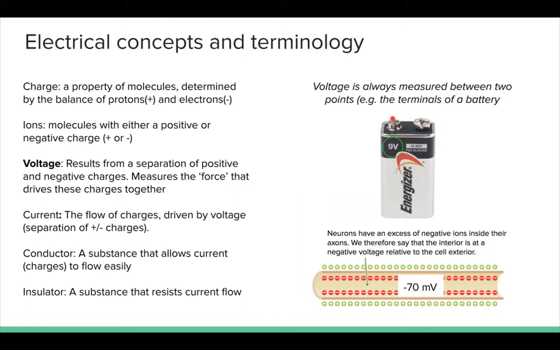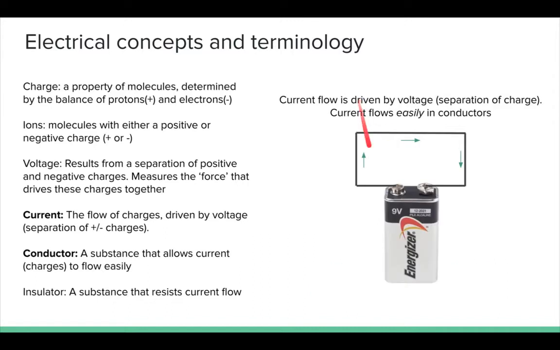Now, let's say we take a wire and we connect these two parts of our battery, these two parts for which we've already measured, and we already know that there's a separation of charges, and there are charges that are being attracted to one another and trying to get towards one another. We get current. Current is simply the flow of charges that is driven by a voltage, that is driven by a separation of charges, that is governed by these forces of electrostatic attraction.